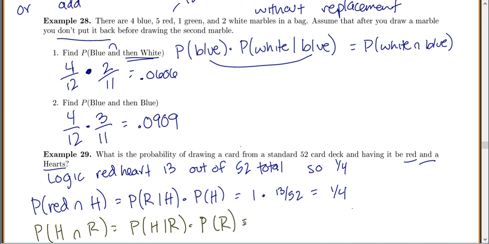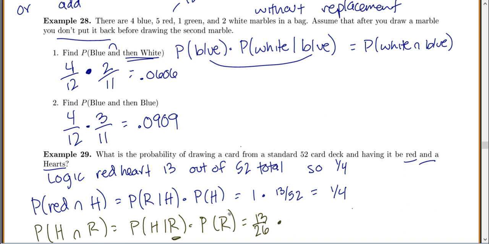Okay. So if you know it's red, what's the probability that it's hearts? So out of red cards, how many of those are hearts? There are, let's see, half of 52 is 26. There are 26 red cards, and half of those, 13 of them, are hearts. So if you know it's red, you have a 13 out of 26 chance that it is also hearts.